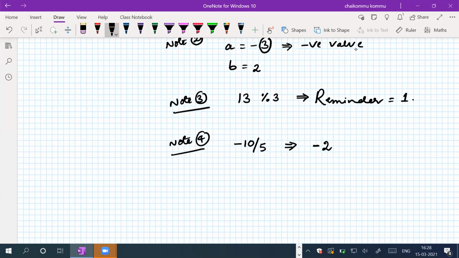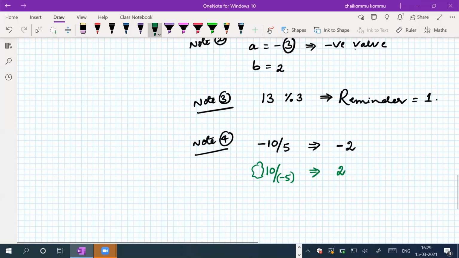Similarly, we consider it in this way: 10 divided by -5, for example. Then what is the value? It is also 2, but with a sign. So whatever the sign representation is on the first operand, that sign will be assigned to the quotient value. That's what you should remember. So this is all about the arithmetic operation.